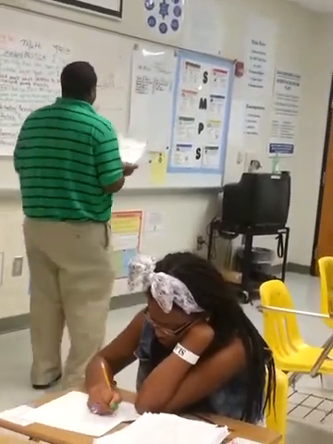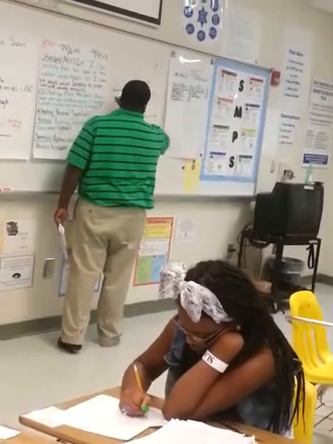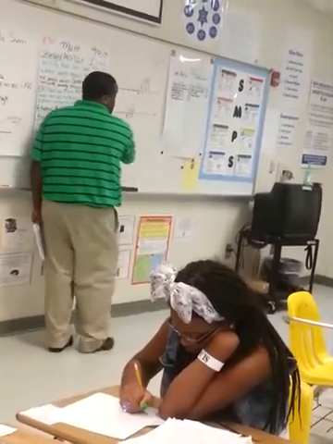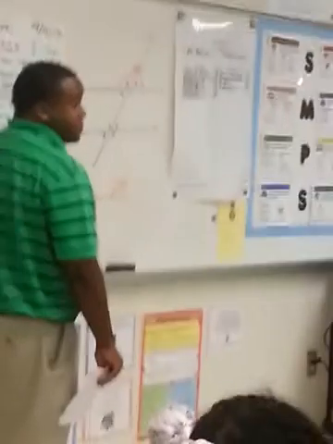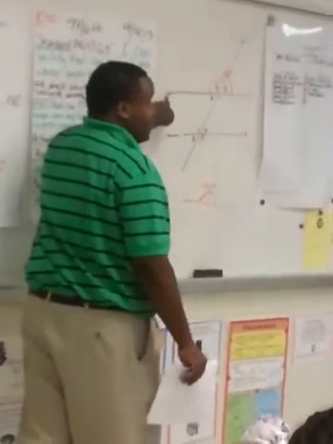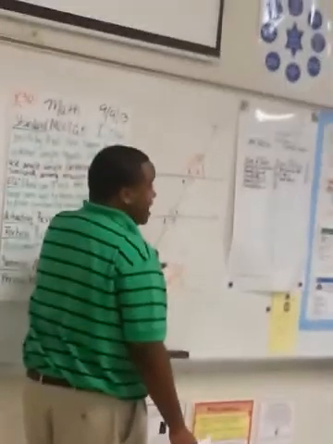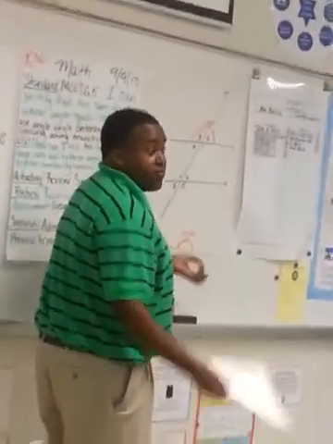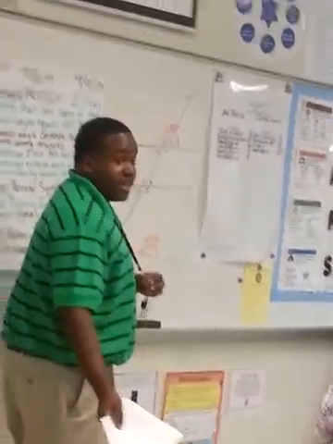Now referring back to what we learned last week, these are two parallel lines, and this line that goes through them is called what? This line intersects both of these lines. That's a transversal. Yeah, transversal.